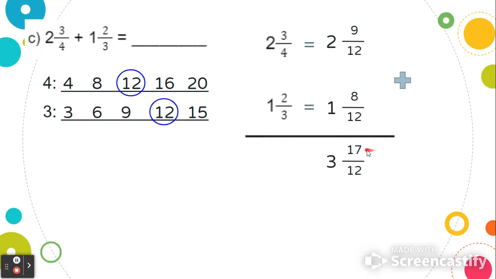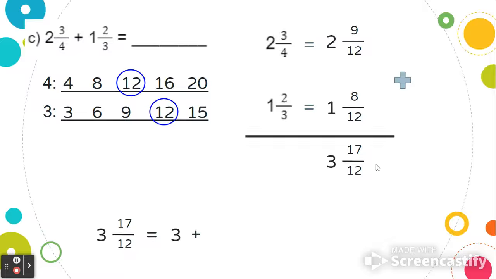But you'll notice the numerator on top is bigger than the denominator on the bottom. So that means that this fraction is greater than 1. We can take at least one whole out. So we're going to do that on the bottom here. We have 3 and 17/12.